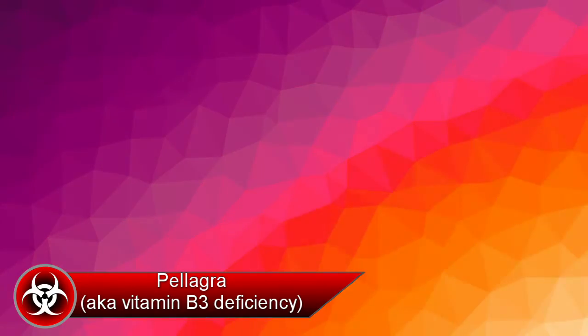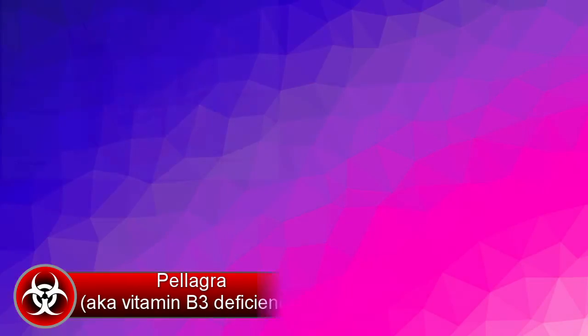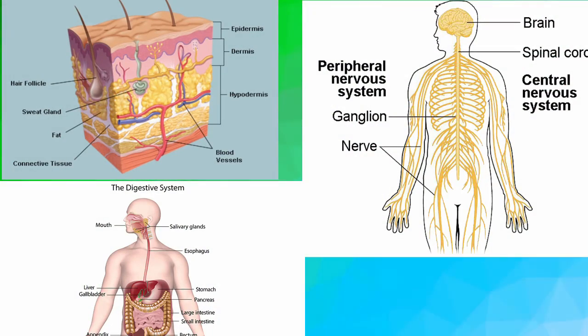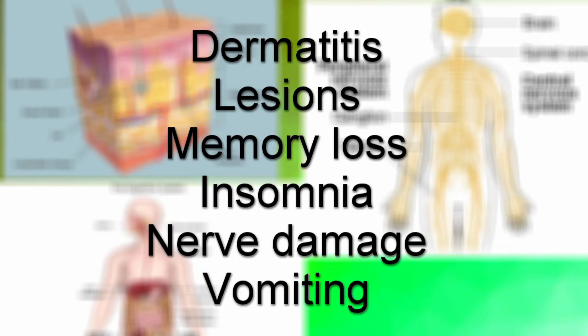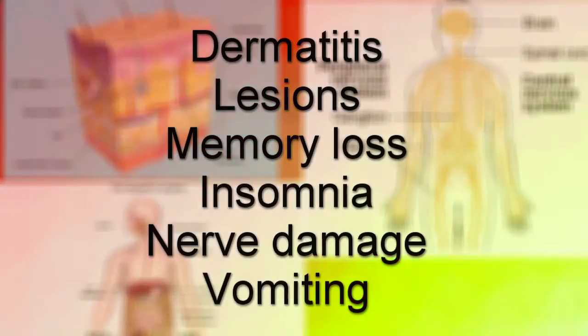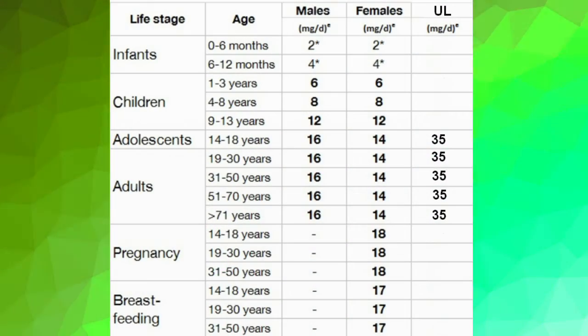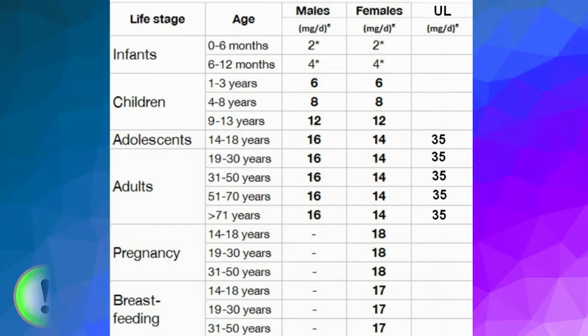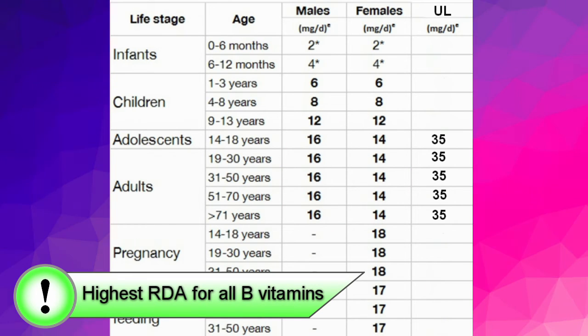Say you don't get enough of vitamin B3, what you'll be suffering from is pellagra. Pellagra is a potentially fatal condition that affects the skin, nervous system, and digestive system. Symptoms include dermatitis, lesions, memory loss, insomnia, nerve damage, and vomiting. To avoid a deficiency, it is recommended that you consume about 16 milligrams daily, which also happens to be our highest required amount for all B vitamins.